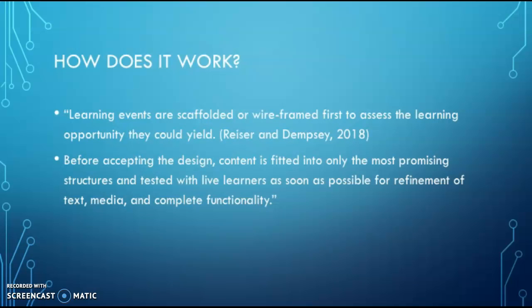So how does it work? Learning events are scaffolded or wireframed first to assess the learning opportunity they could yield. Before accepting the design, the content is fitted into only the most promising structures and tested with live learners as soon as possible for refinement of text, media, and complete functionality.